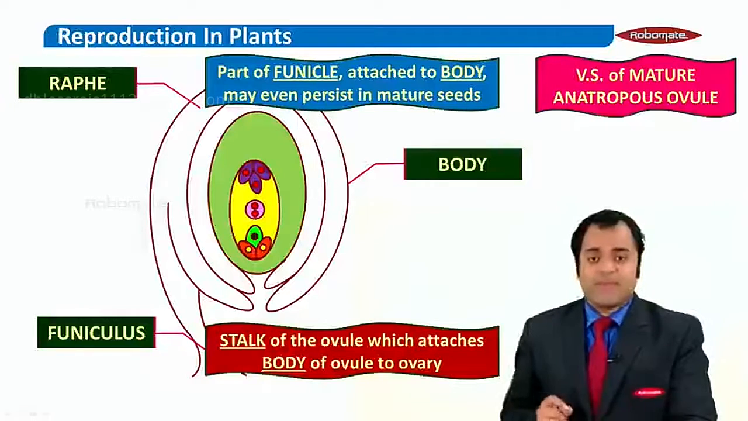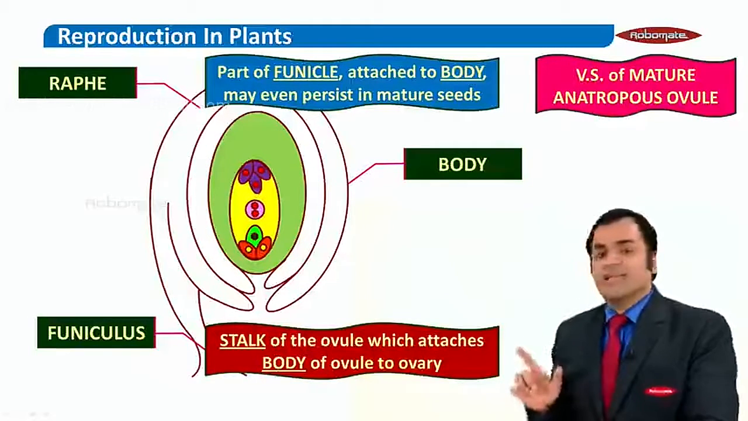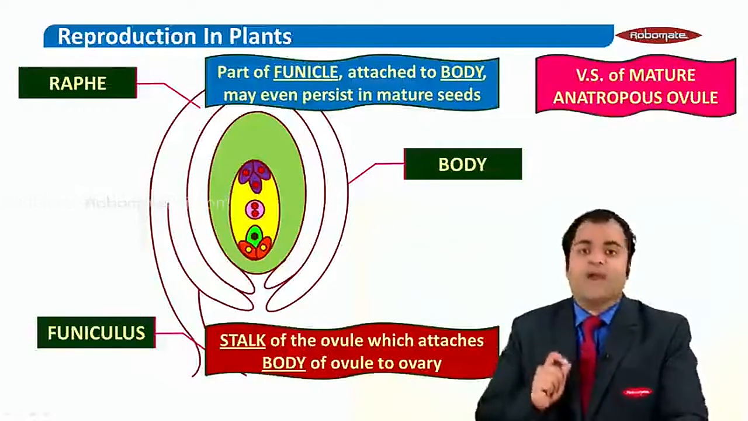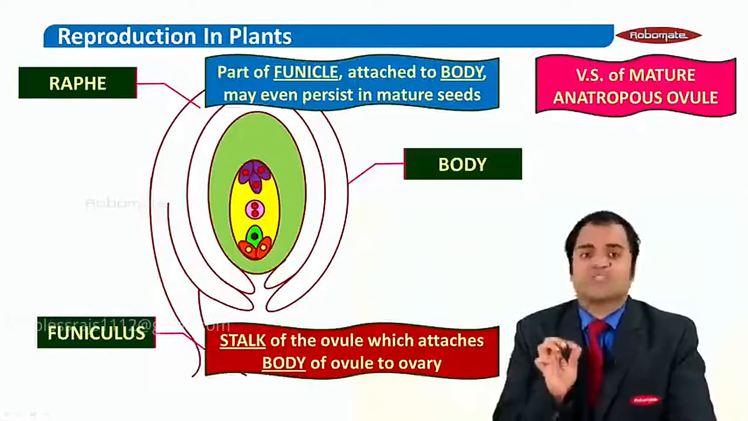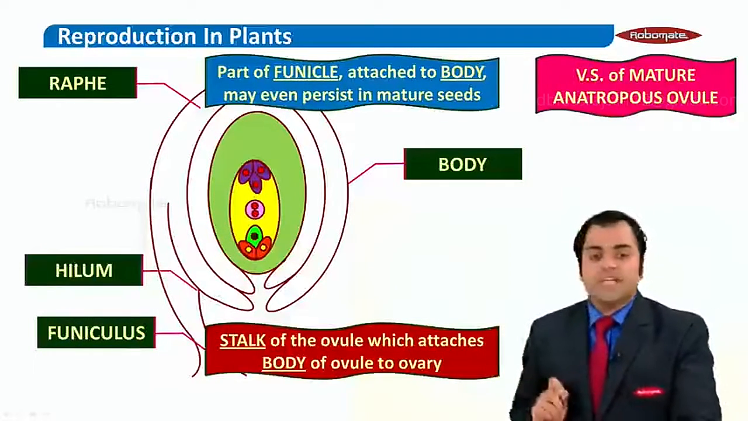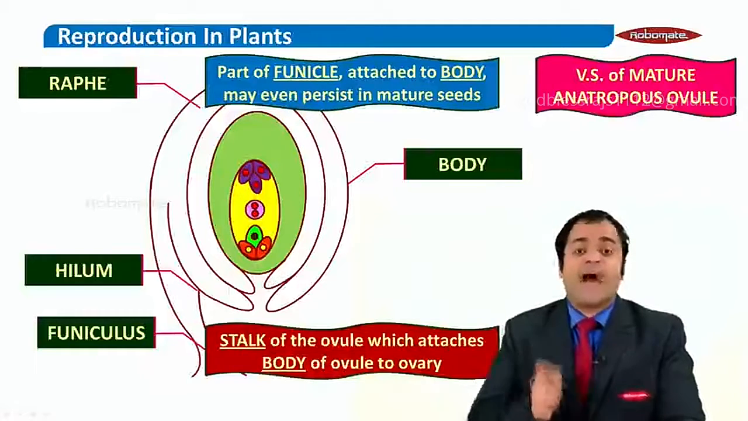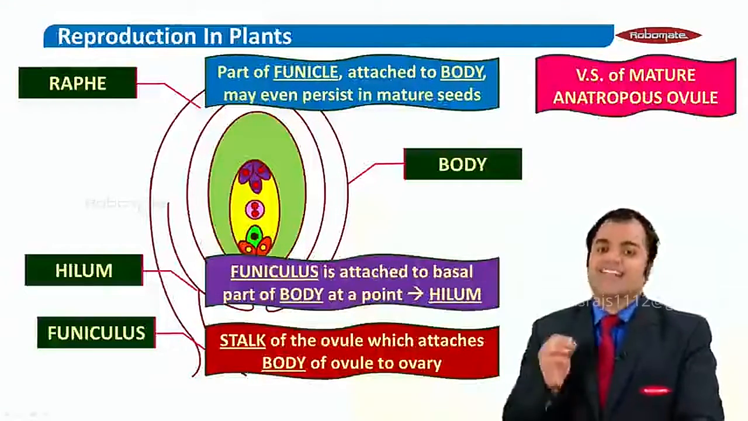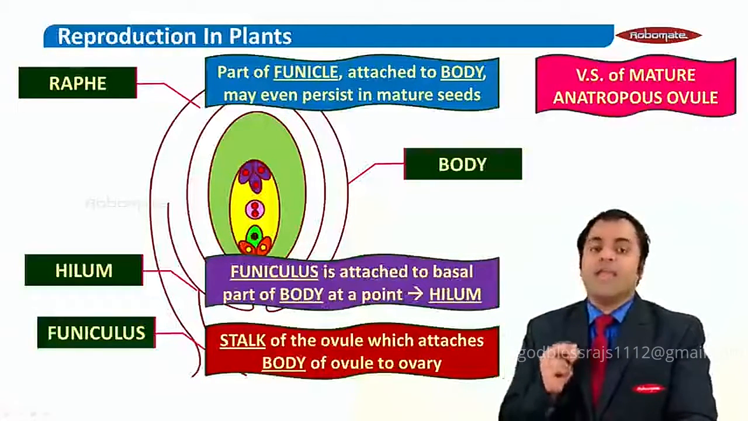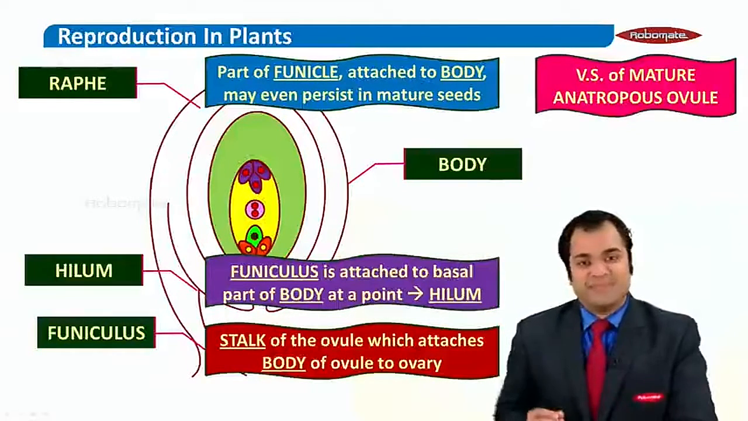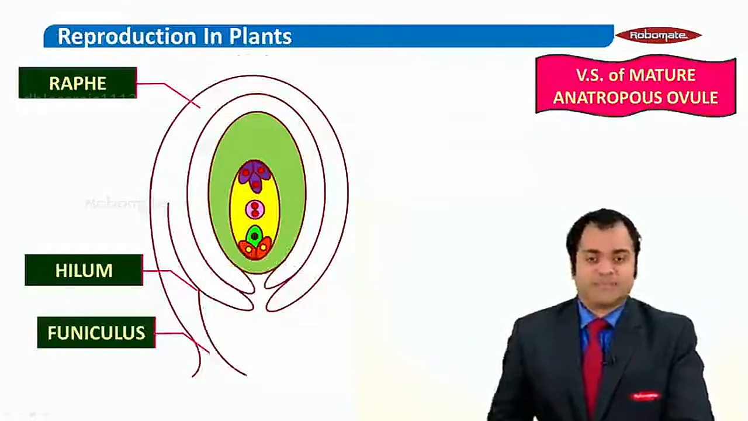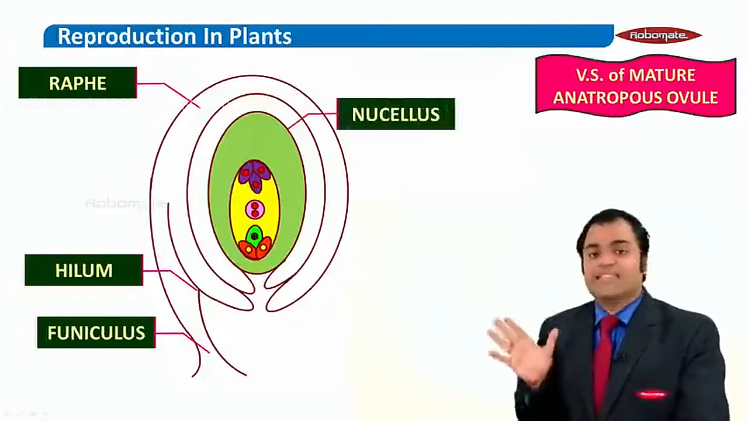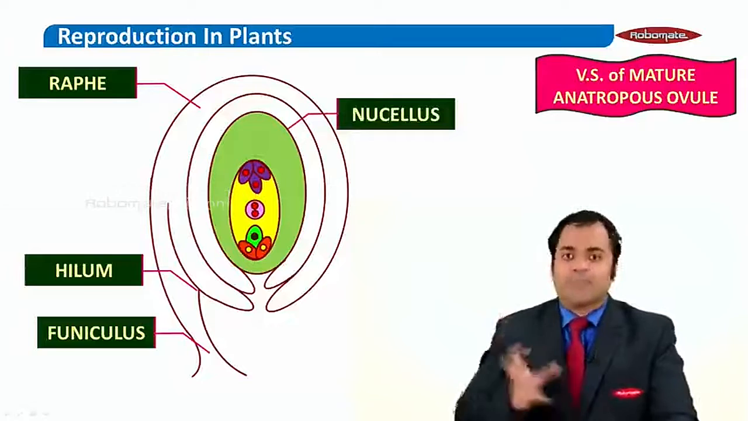Is that okay? Now remember, the same funiculus is attached to the base of the body at a point which is called the hilum. So the next structure for you is the hilum. And what is the hilum? You can say that the funiculus is attached to the basal part of the body at a point called hilum. Right? Moving on.